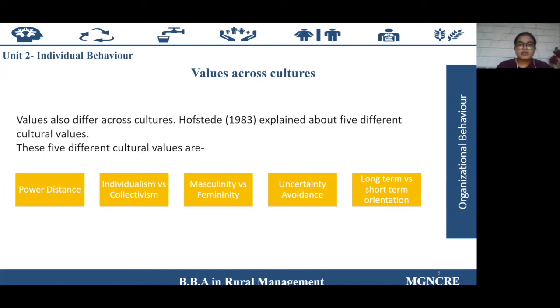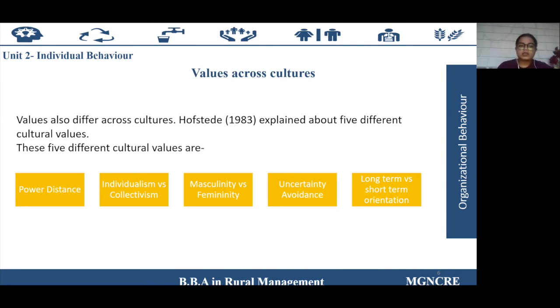So Hofstede in 1983 explained five different cultural values, and these cultural values are power distance, individualism versus collectivism, masculinity versus femininity, uncertainty avoidance, long term versus short term orientation. So we'll discuss them one by one.